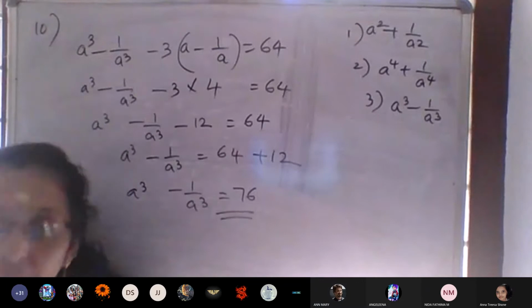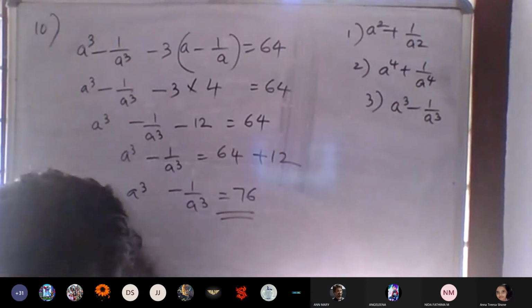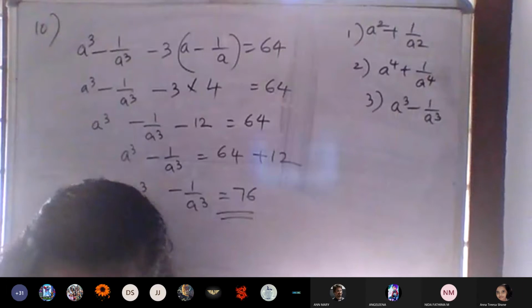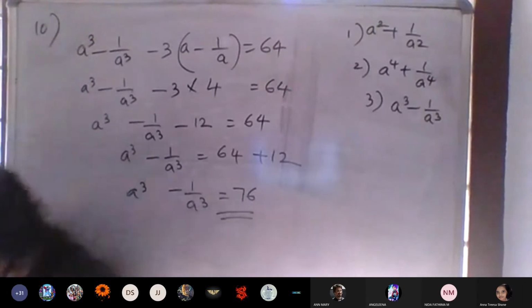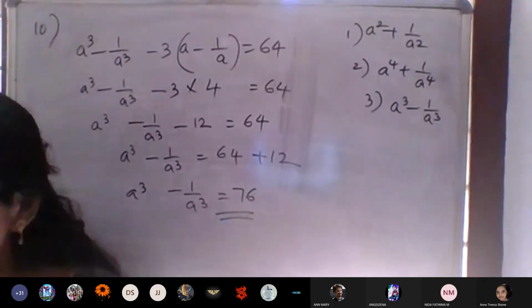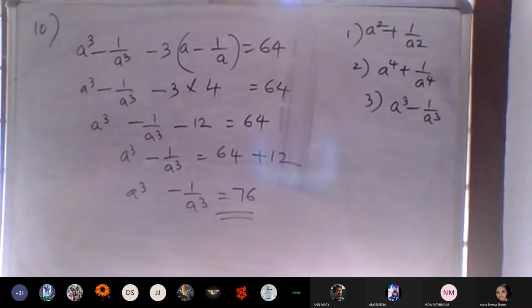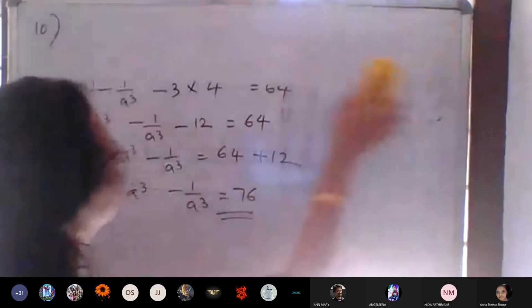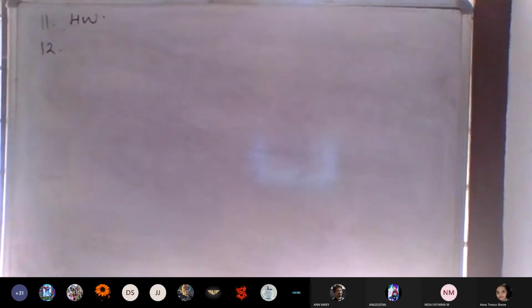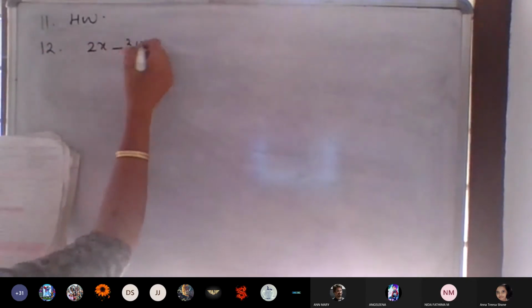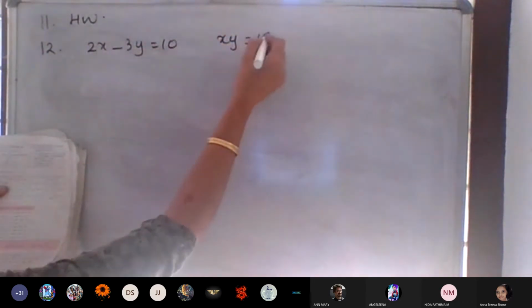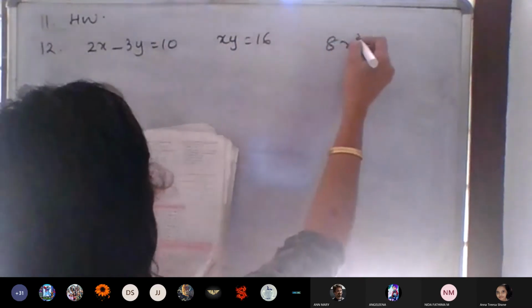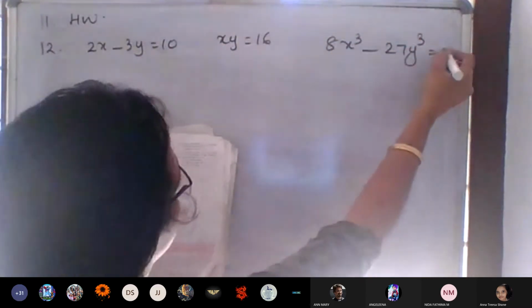If 2x minus 3y is equal to 10 and xy is equal to 16, find the value of 8x cube minus 27y cube. Very easy question. Question 12: if 2x minus 3y is equal to 10 and xy is equal to 16, we have to find the value of 8x cube minus 27y cube.